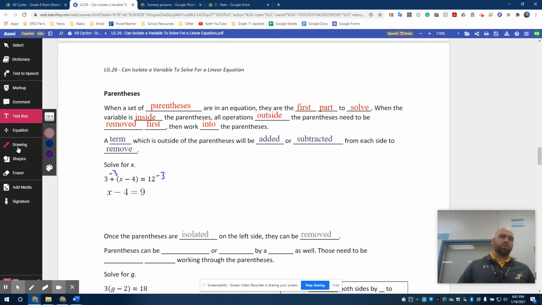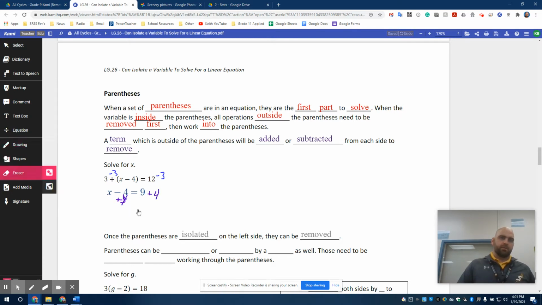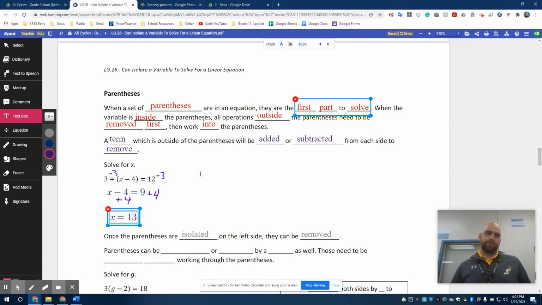Now, all we need to do is work our way in and finish this off. The first thing we're going to do to get rid of that minus 4 is to add 4, not 5. When we add 4, we're going to isolate our variable, and we're going to have x is equal to 13, and that's isolated, all by itself.